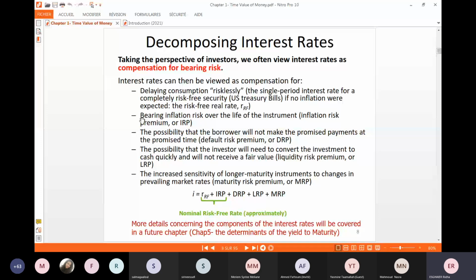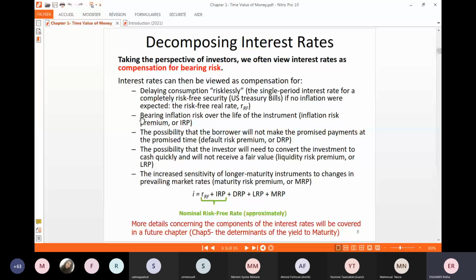A last compensation is linked to the sensitivity of the instrument you bought. What do we mean by sensitivity? The sensitivity is the risk, if you want, of variation of the price of the instrument you bought when the interest rates in the market change. We will see this in more detail later in the fifth chapter. We will explain it better.